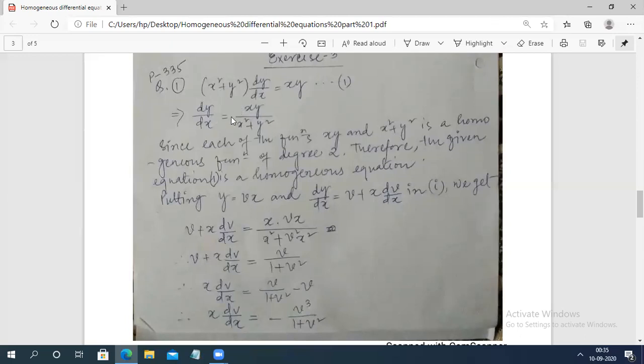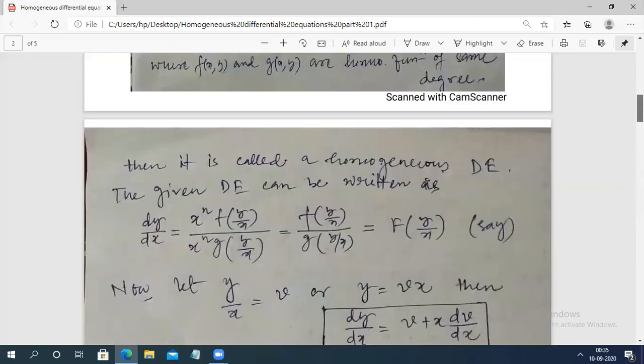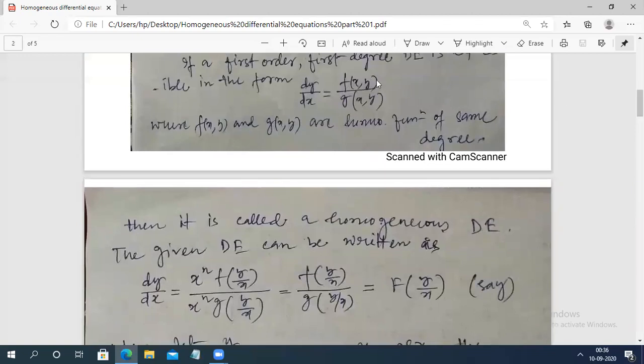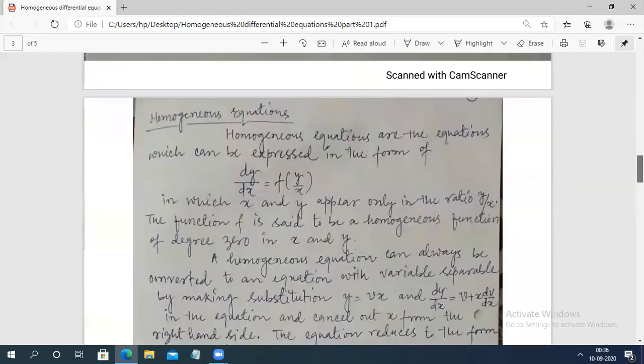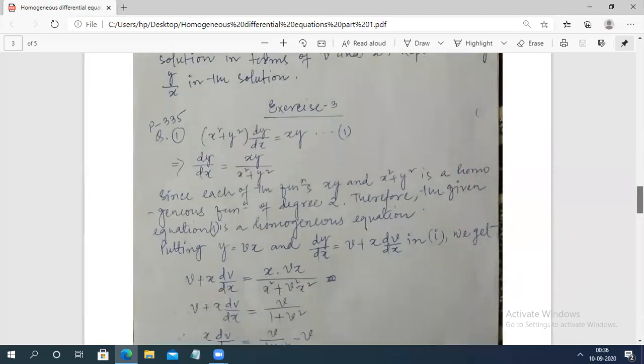So it is clear that this is a homogeneous function because it satisfies the relation dy by dx is equal to f(x,y) upon g(x,y), where f(x,y) and g(x,y) both are homogeneous functions of the same degree. Here, in this question, both are functions having degree 2. So this is the homogeneous form of differential equation.